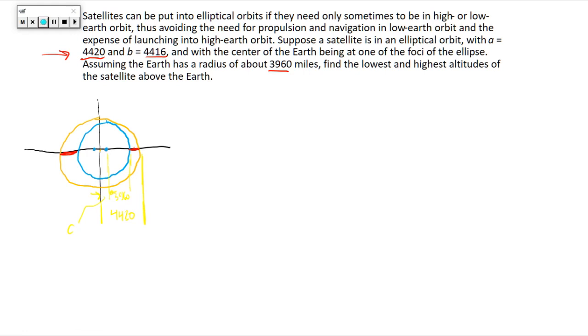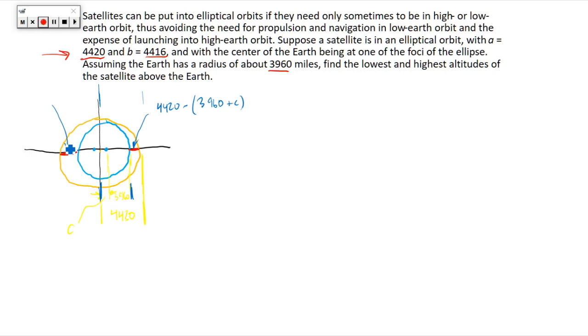So if we want to find this value right here, we would say it is 4420, because this is 4420, and then we're going to subtract whatever this distance right here is, which is 3960 plus c. I think that makes sense. Yeah, it does. Okay, so that's that distance.